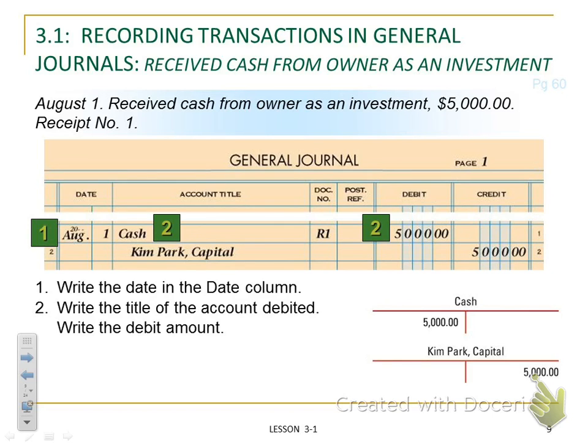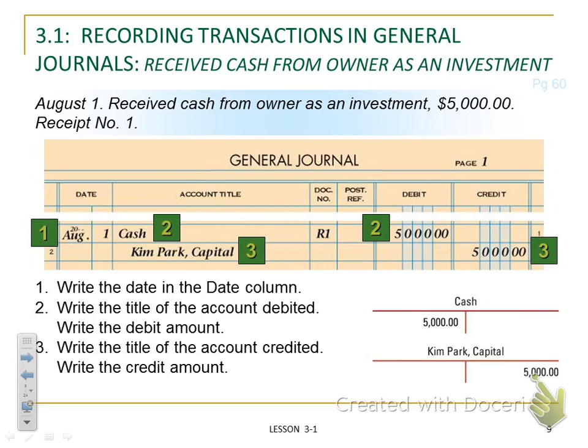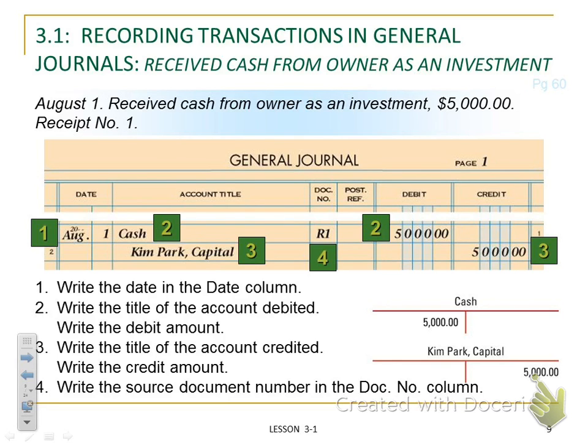Our cash is going to be debited for $5,000, so we write the account title on the left, and we write our debit in the left debit column for $5,000. Then we write our credit, slightly indented, for Kim Park Capital, and then we put the credit in the credit column. Lastly, we go back, and the fourth step is to enter the document source, which is receipt number 1, in the doc number column. For the time being, we don't need to do anything with the post-reference column.